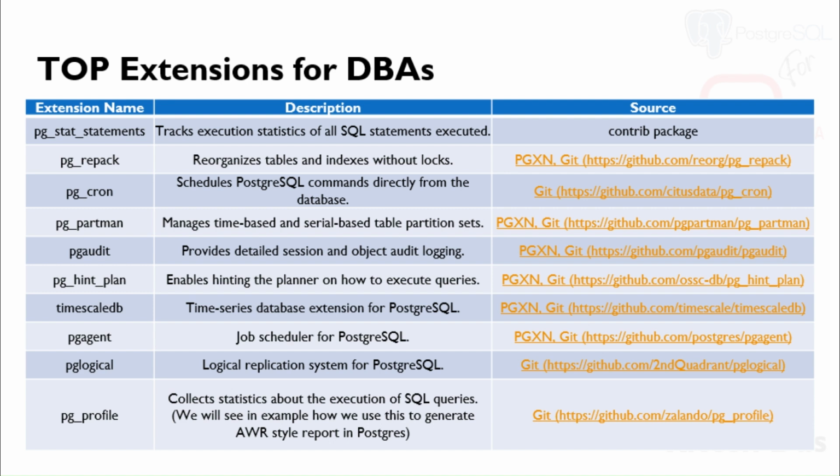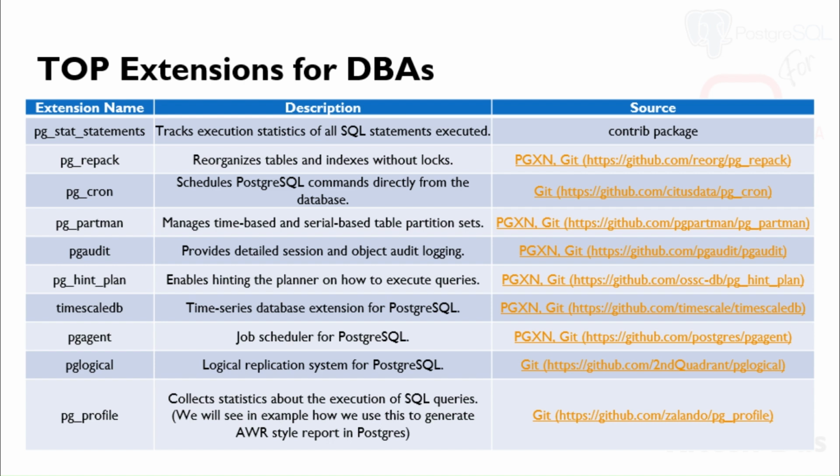Similarly, we have other extensions such as pg_repack. This is similar to VACUUM FULL, which releases the space back to the operating system level. But pg_repack does it without holding exclusive locks on the table. Next is pg_cron. It is similar to the DBMS_SCHEDULER in Oracle, which is a job scheduler to schedule Postgres commands directly from the database.